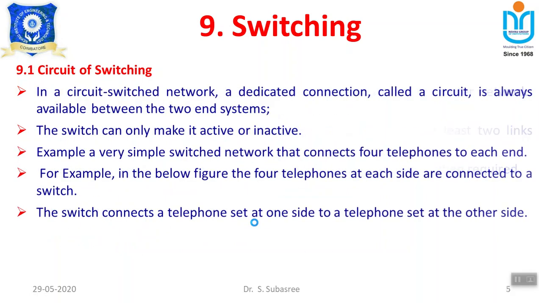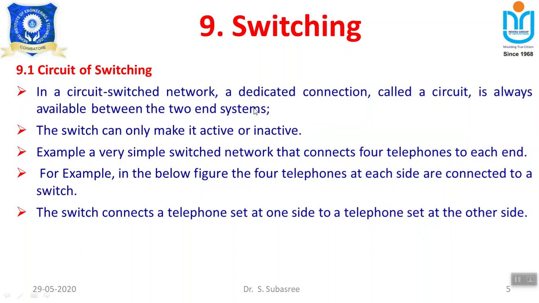So what is the meaning of circuit switching? A circuit switched network has a dedicated connection. So what is the meaning of dedicated connection? It is a permanent connection, or we can say that the connection is only for that particular device's communication alone. That is the reason why that dedicated connection is called a circuit. So it is always available between two end systems, always available only for those two systems alone.